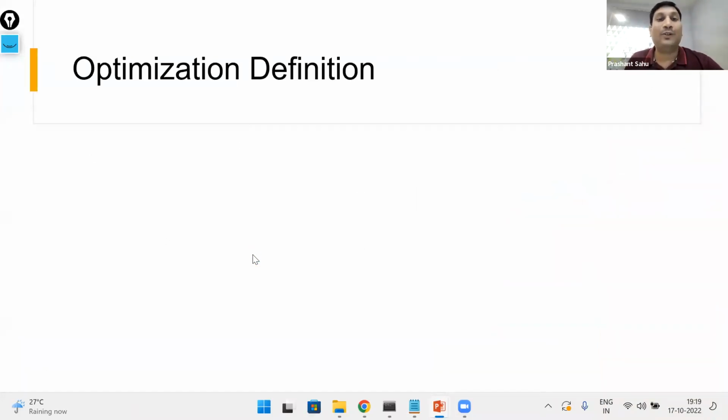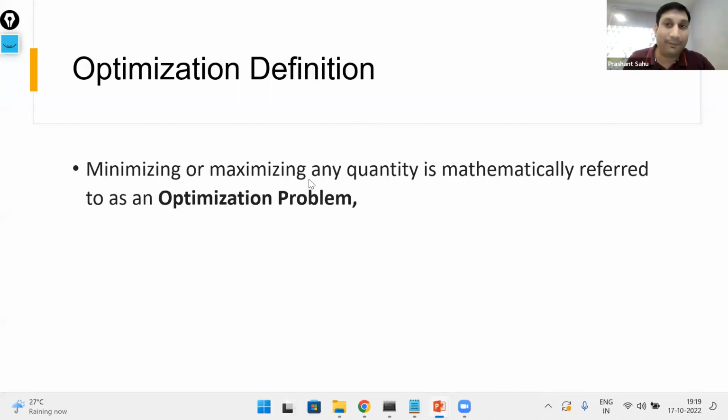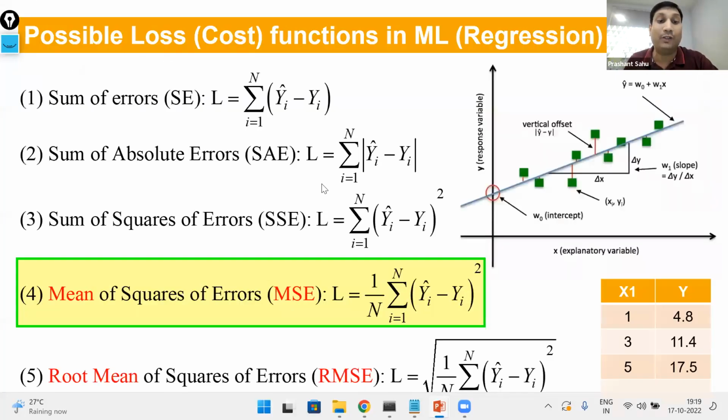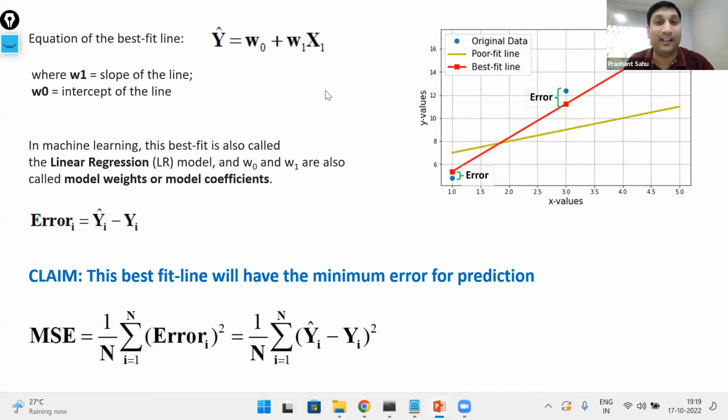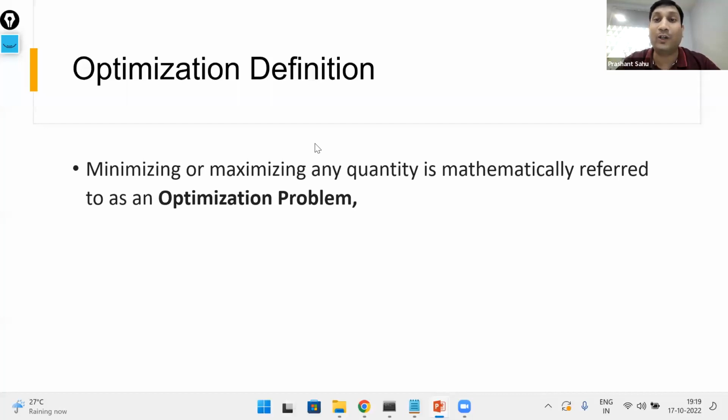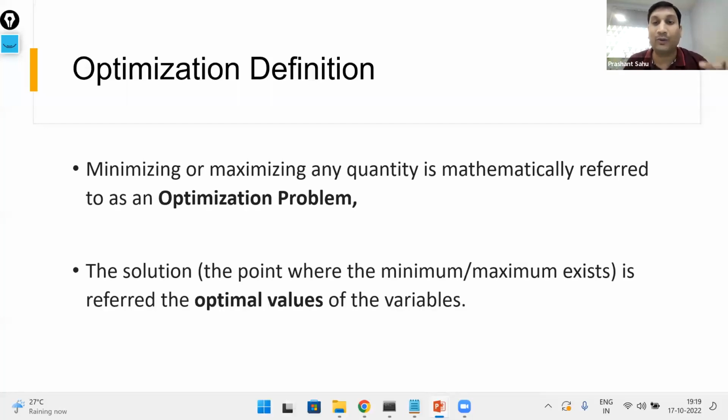So how do I define optimization then? I'll just connect the previous slide with the optimization problem. Maximizing or minimizing any quantity is mathematically referred to as optimization. If you remember in the last slide, we wanted to minimize the error. That word minimization is connecting us to optimization. After minimizing, what do you get in hand? The solution. That solution is called the optimal value.